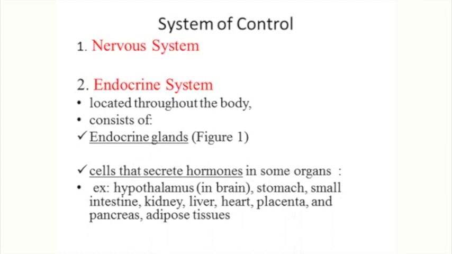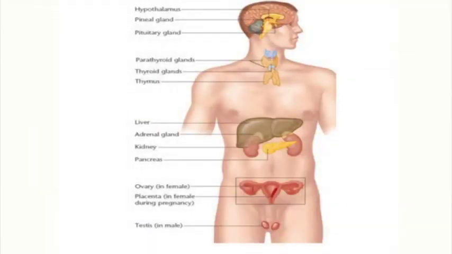I want you to pay attention that it also consists of cells that are able to secrete hormones and have an endocrine function. These cells are found in some organs like hypothalamus, stomach, small intestine, kidney, liver, heart, placenta, pancreas, and adipose tissue. This picture shows most of the endocrine glands. We're not going to talk about all, we're just going to talk about the hypothalamus, pituitary gland, and the ovaries. So see, the hypothalamus and the pituitary gland are found in the head.